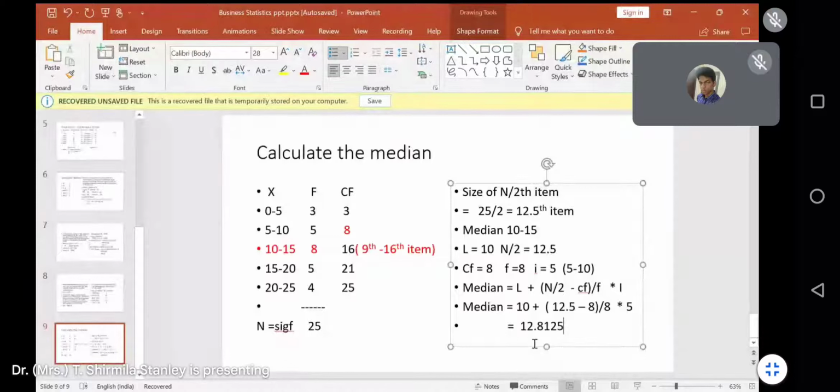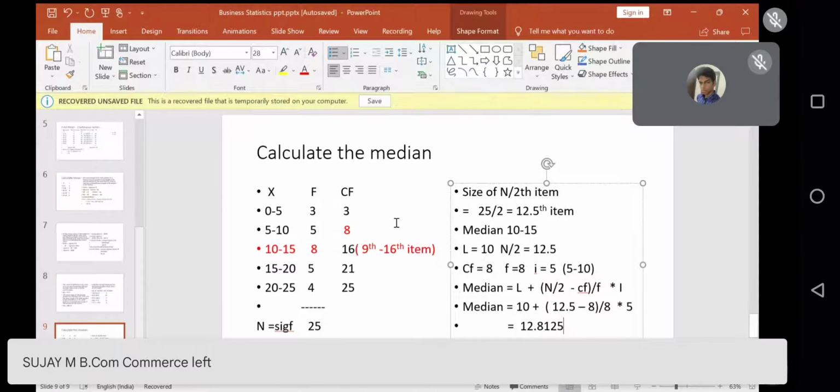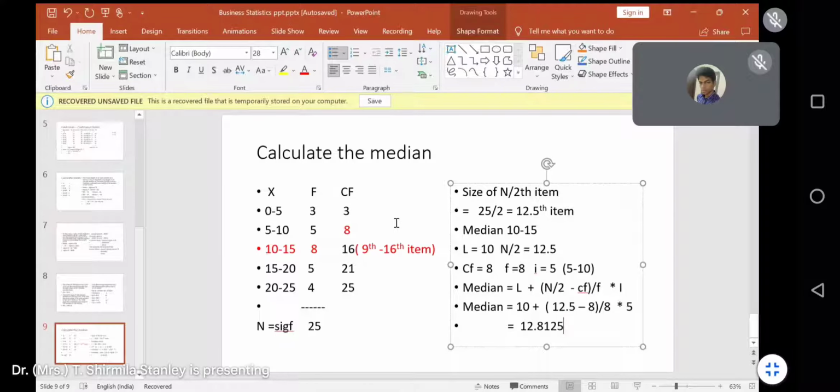Is it clear? Right. So this is how you calculate your continuous series median. So you know how to calculate individual, you know how to calculate discrete. Now this is how you calculate continuous series. So for individual and discrete, the formula for locating will be size of n plus 1, right? Whereas with regard to median, for continuous, it will become size of n by 2. Is it clear?